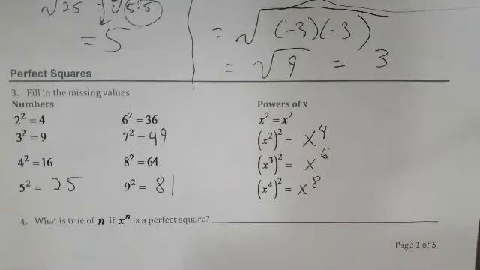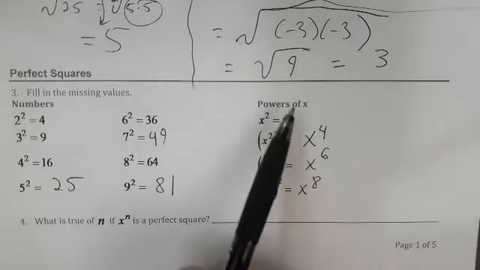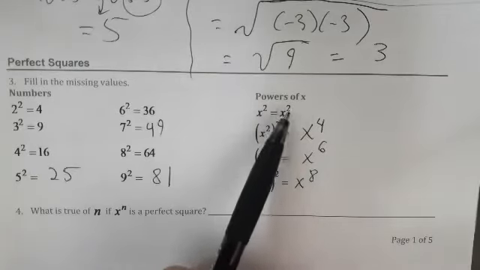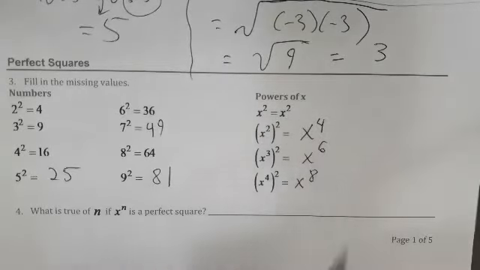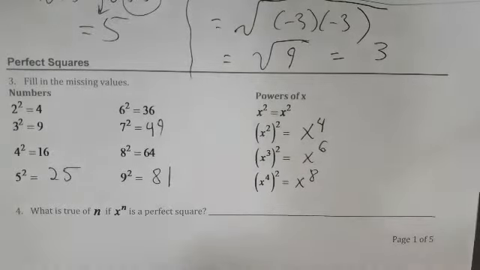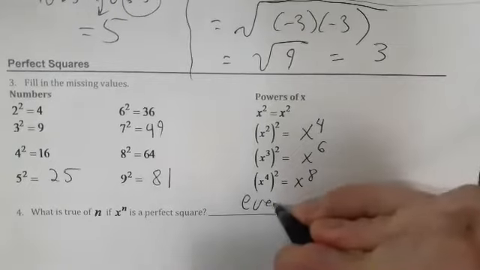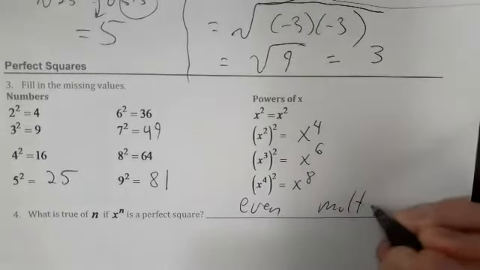So what is true of n if x to the n is a perfect square? If we have a perfect square, we're looking at these powers over here: 2, 4, 6, 8. What do we appreciate? This exponent is even, I believe. Even or a multiple of 2 is saying the same thing.